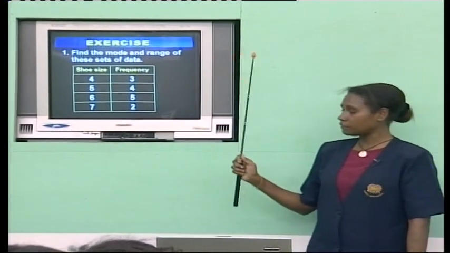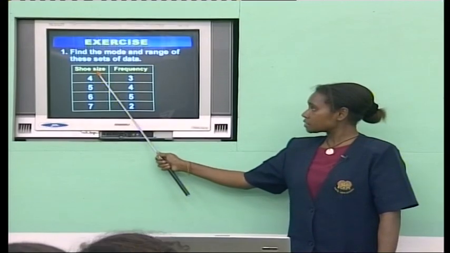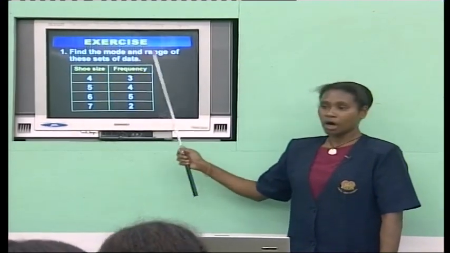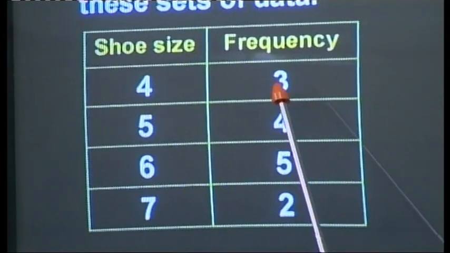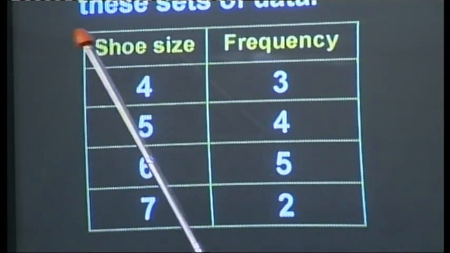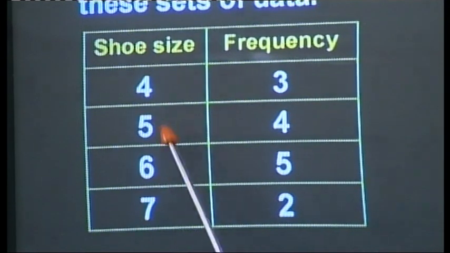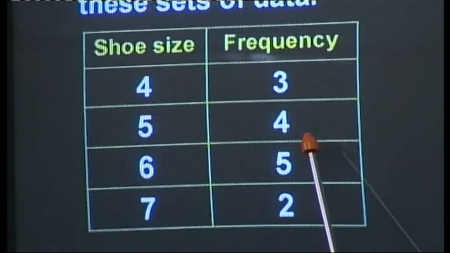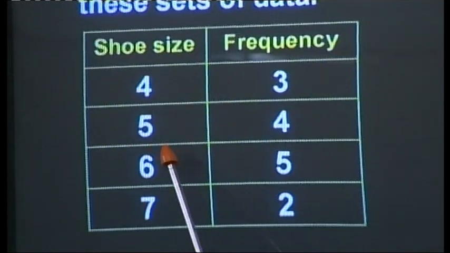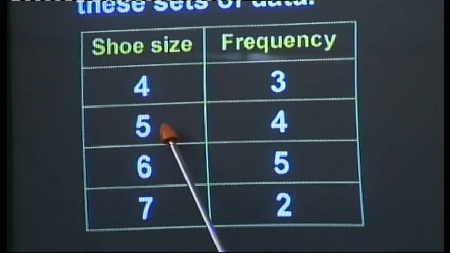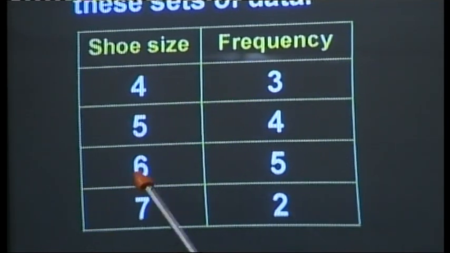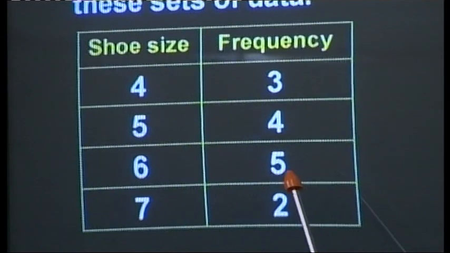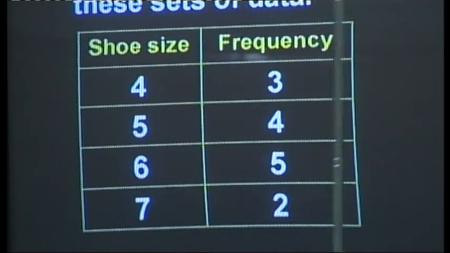For example, I will just give you one example. Shoe size 4. How many do we have? 3. So if we are writing it out, there'll be a whole lot of numbers written, so it's written as that. Size 5, we have 4 shoes. Size 6, 5 students. Size 7, only 2 students have shoes with this size. Their legs are longer than the other students.